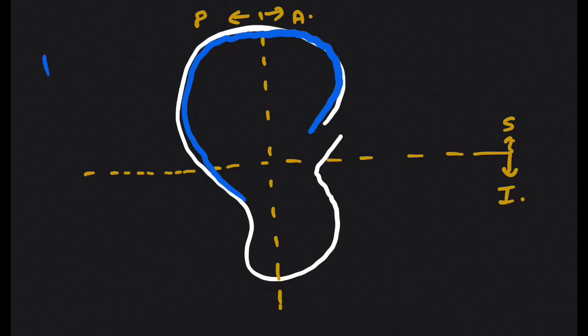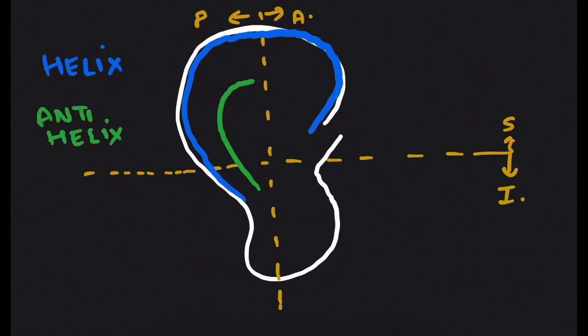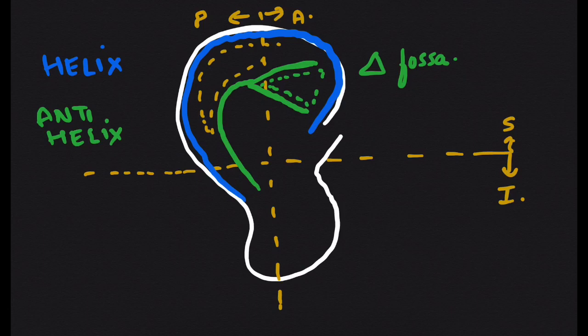There are some elevations and depressions in the cartilage which we have given specific names, like the helix, the outermost cartilage elevation, and the one which is opposite to that and parallel to it is called the antihelix. The antihelix splits superiorly to give rise to a fossa which is triangular in shape and hence is called the triangular fossa. Just behind the antihelix there is one depression which is boat shaped.